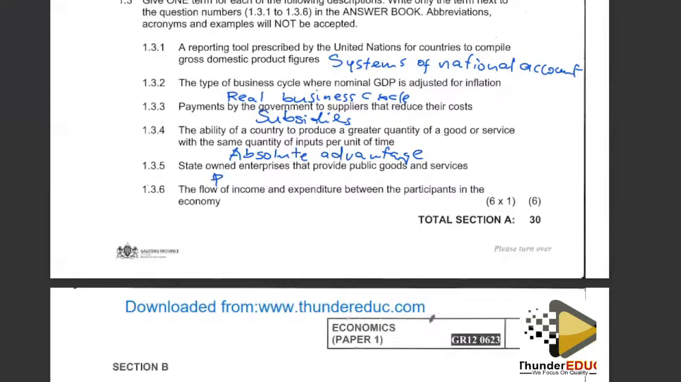Call them parastatals. Okay, right, grade 12.